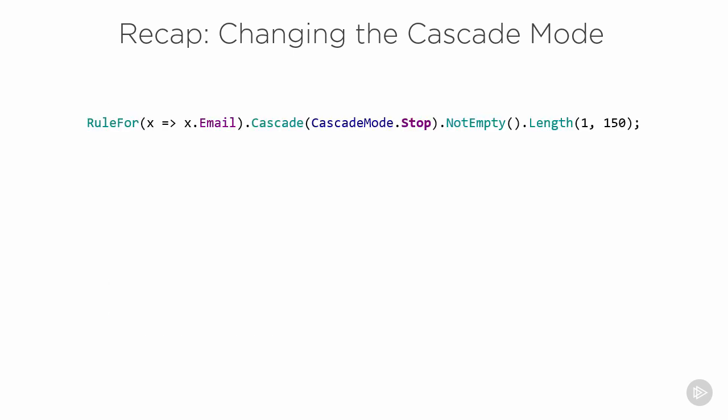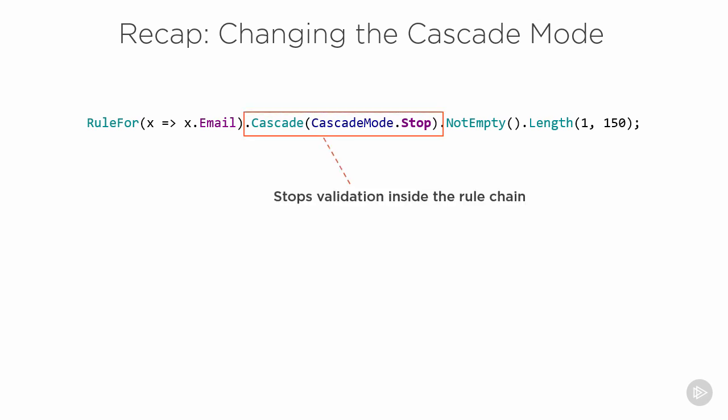We can override this behavior. If we set the cascade mode in a rule chain to stop, then the validation will proceed until it finds the first failure and will stop after that. Note that the library will still invoke the remaining rule chains. This setting only affects rules in the specific rule chain.